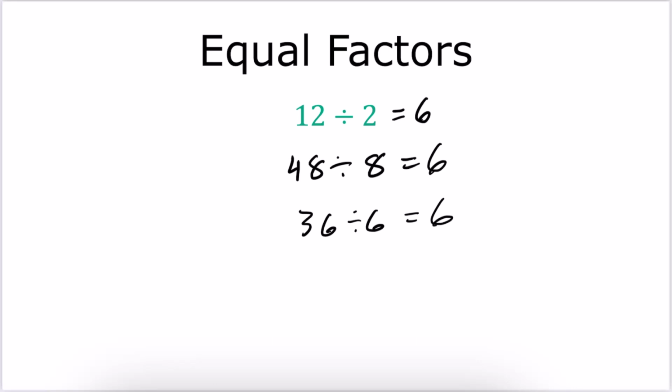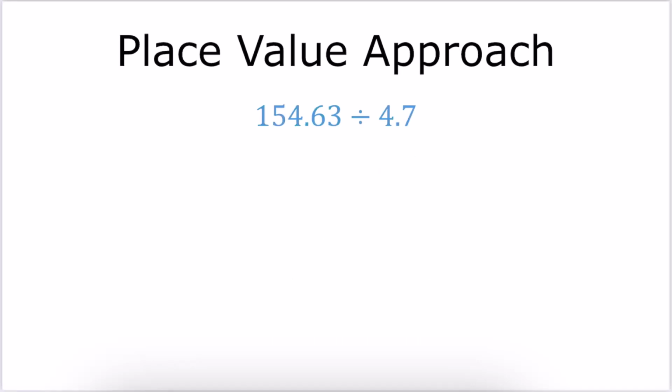Or I could multiply by 10 and I could say, well, 120 divided by 20 is still going to equal the number 6. So this idea is the principle behind the place value approach. So if we had 154.63 divided by 4.7, this would be really difficult to do with long division because the number that I'm dividing by is not a whole number. So the idea of the place value approach is that we're going to multiply both parts of the division by a number that will make it so that we're dividing by a whole number instead of dividing by a decimal.